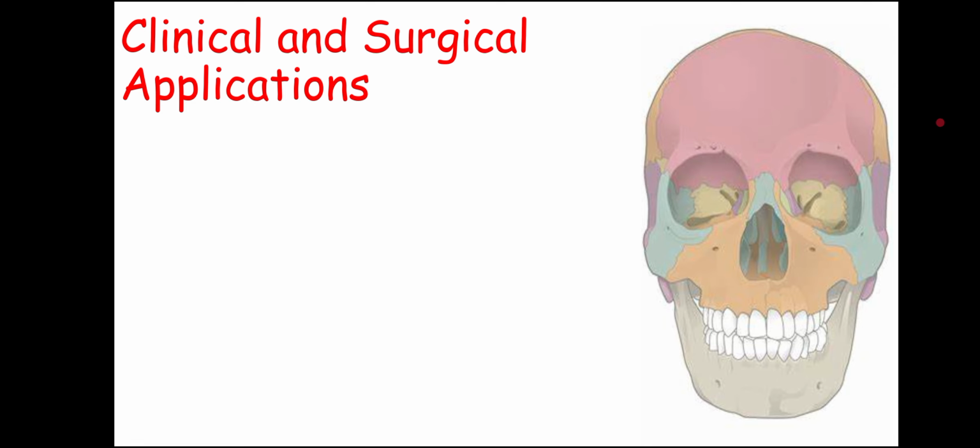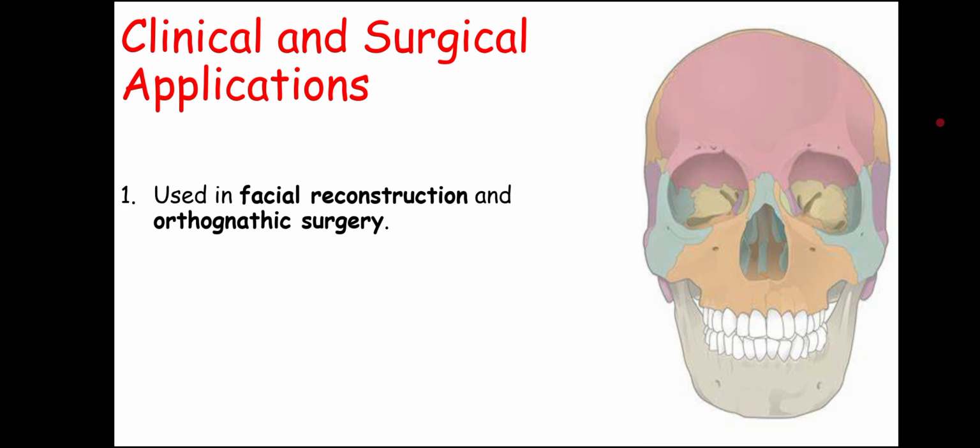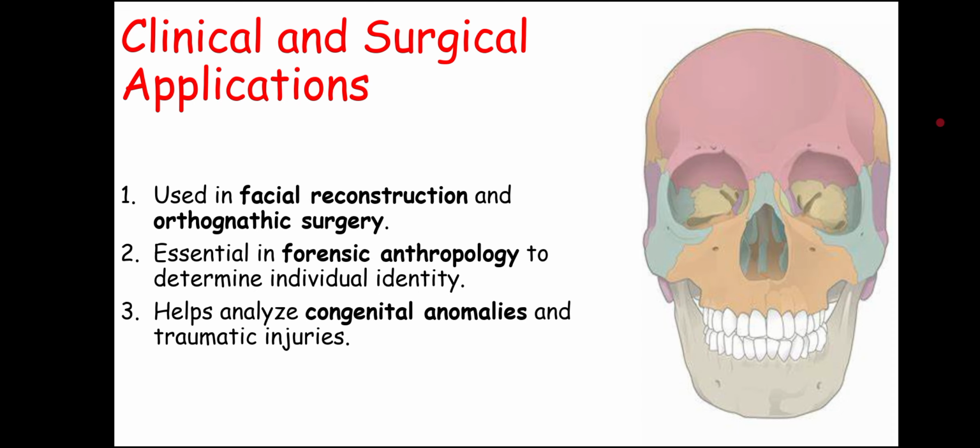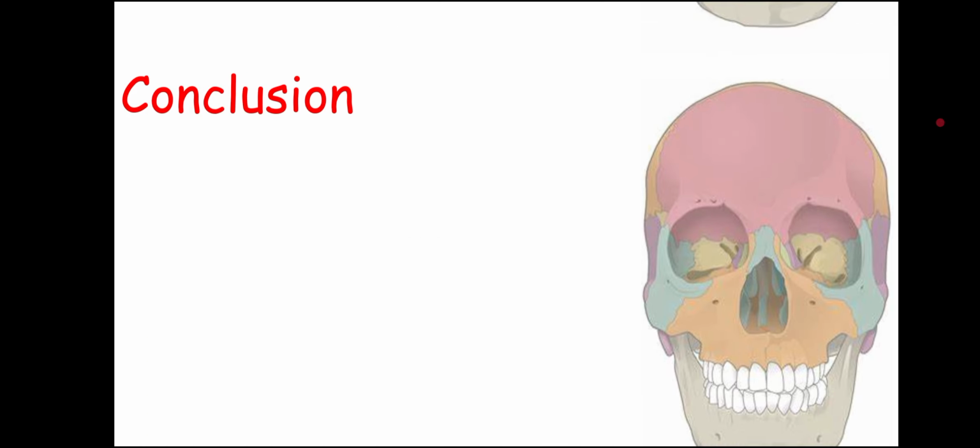Now let's talk about the clinical and surgical application of Norma frontalis. It is used in facial reconstruction and orthognathic surgery. It is essential in forensic anthropology to determine individual identity. It helps in analyzing congenital anomalies and traumatic injuries.